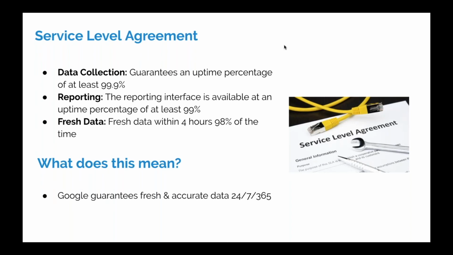that I'm paying for. So with the SLA that you get with Google Analytics 360, Google guarantees an uptime percentage of at least 99.9%, often even higher. The reporting UI will be available at an uptime percentage of 99% as well. And then that fresh data guarantee of 4 hours, 98% of the time, is very useful, and certainly we've seen it often 1 to 2 hours and often closer to 100%, except for those sites with potentially billions of hits per month. So, what does all this mean? It's basically Google's guarantee to you that we will give you fresh, accurate, reliable data 24/7, 365.